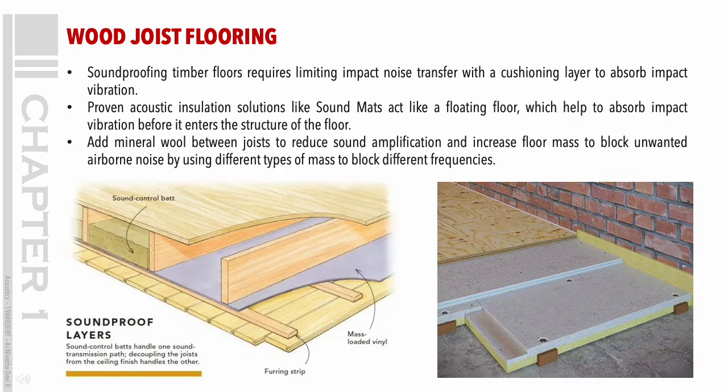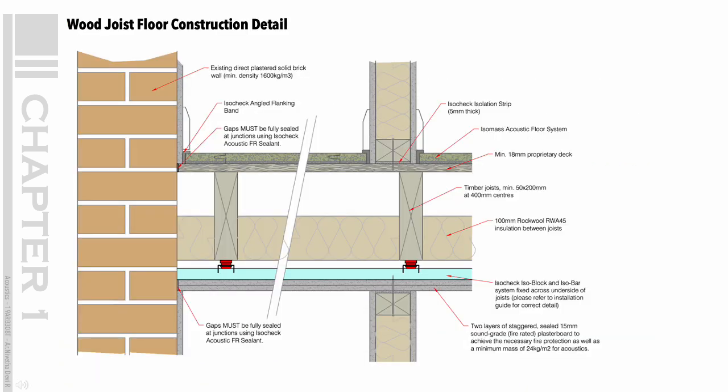Wood joist flooring. Soundproofing timber floors requires limiting impact noise transfer with a cushioning layer to absorb impact vibration. Proven acoustic insulation solutions like sound mats act like a floating floor, which help to absorb impact vibration before it enters the structure of the floor. Add mineral wool between joists to reduce sound amplification and increase floor mass to block unwanted airborne noise by using different types of mass to block different frequencies. Wood joist floor construction detail.